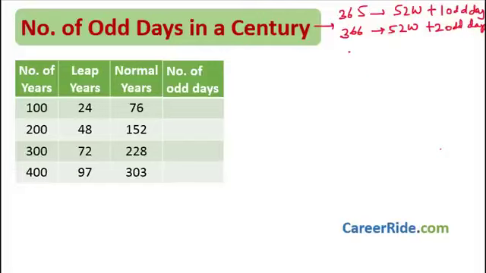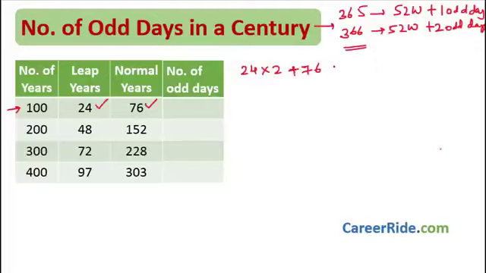Now, can we use this information to find out the number of odd days in a century? Yes, of course we can. Let us see with some examples here. Suppose I take a period of 100 years. Okay, come to the table. If I take a period of 100 years, I know that there are 24 leap years and there are 76 normal years here. So each of these 24 years would have 2 odd days, plus these 76 normal years would have just 1 odd day. So I would add just 1 odd day here, right?